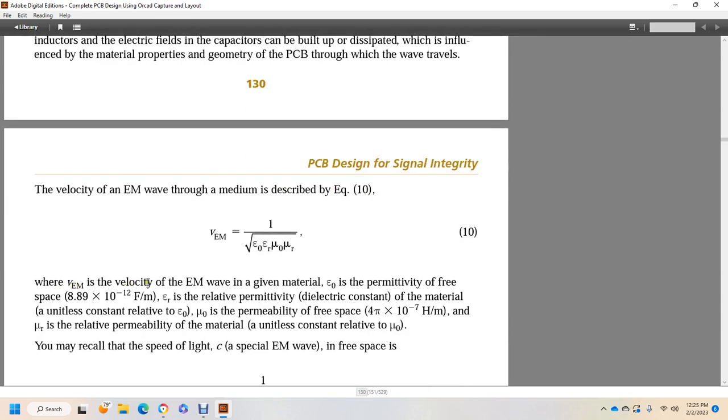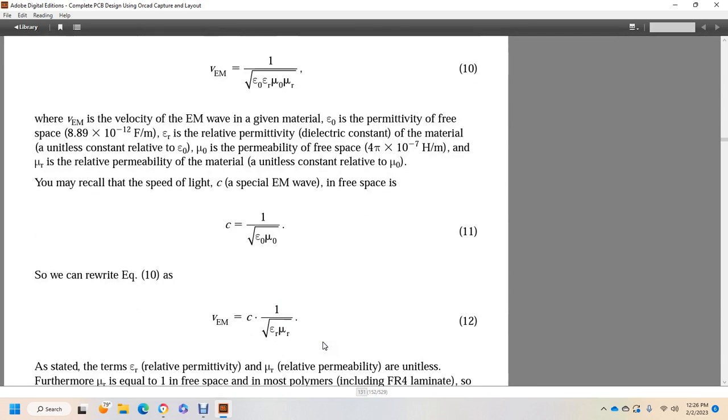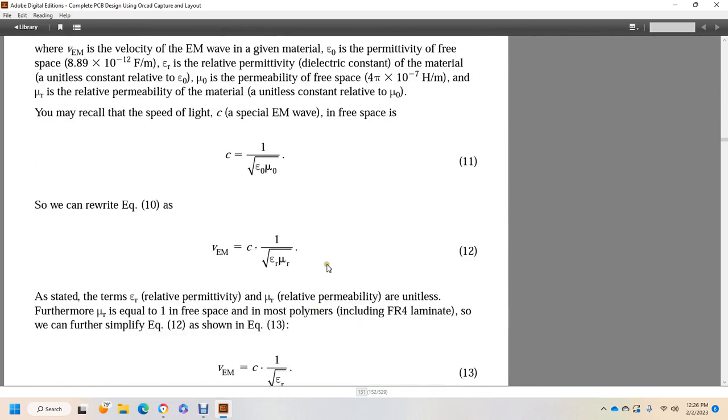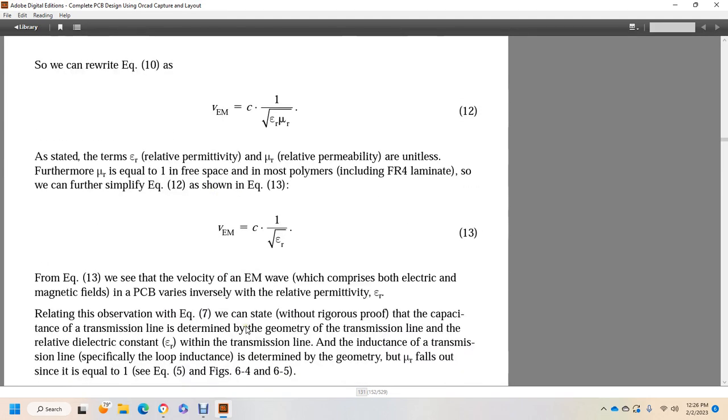The velocity of the electromagnetic wave is given in terms of the permittivity of free space and the relative permittivity, a unitless constant, of the material, and the permeability of free space and the relative permeability of the material, also a unitless constant. We recall the speed of light, c, is a special electromagnetic wave in free space. We can rewrite equation 10 in terms of the relative permittivity and the unitless relative permeability. For most polymers the relative permeability is about 1, as further simplified in equation 13.